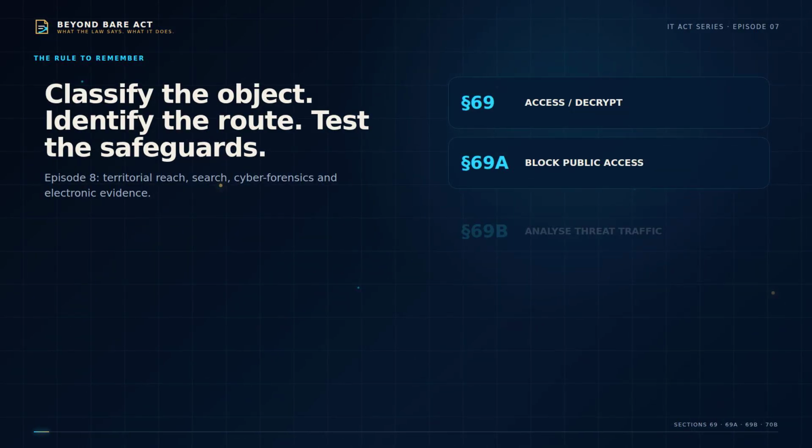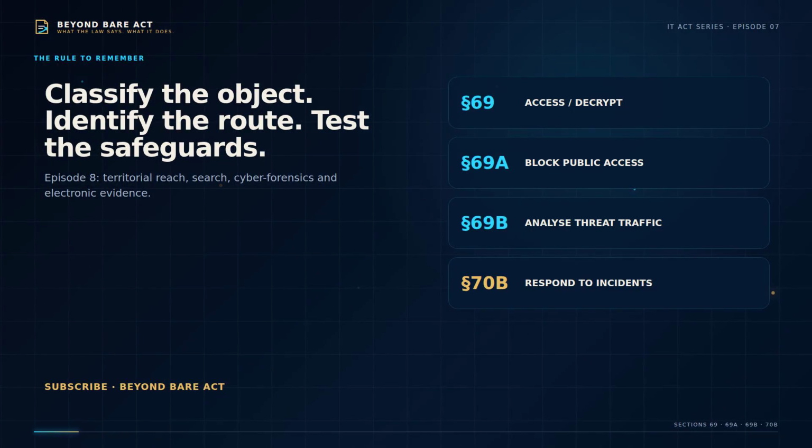The IT Act gives the state significant digital powers. But the government can act is never the end of the legal analysis. Section 69 concerns interception, monitoring and decryption. Section 69A concerns central government blocking on listed grounds. Section 69B concerns traffic data for defined cybersecurity purposes. Section 70B equips CERT-In to coordinate incident response. The rule to remember is simple. Classify the object, identify the legal route, and test the safeguards.